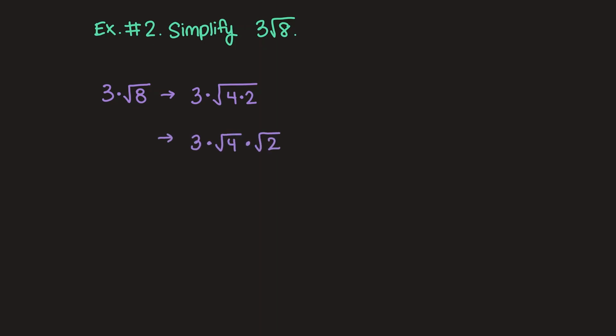Let's try simplifying the next example. So 3 square root 8 is the same thing as 3 times square root 8. So we can simplify the square root of 8 since the radicand contains a perfect square factor of 4. We can rewrite this as 3 times square root of 4 times 2. And then using our product rule, this will simplify to 3 times 2 times square root 2. Multiply the 3 and 2, and we get 6 times square root 2, or simply 6 square root 2. And now our expression is simplified.